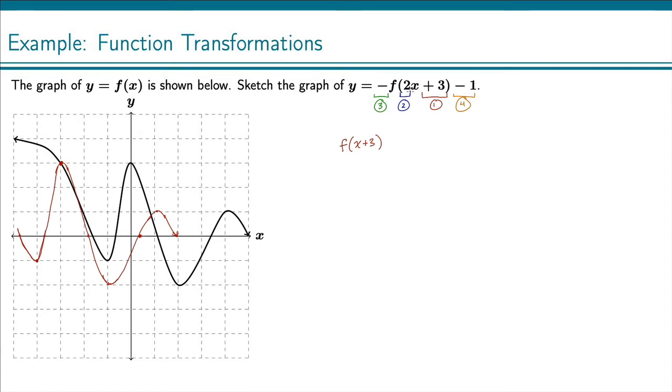Now, the next thing we're going to do is this 2 out in front of the x. So we're now looking at f of 2x plus 3. Replacing x with a 2x, this is a horizontal shrink by a factor of 1/2. So all of the x values that we have here are going to shrink, be cut in half. And we can quickly estimate these. Like this minimum cut in half, this cut in half, that cut in half. It's not super precise, but that's the idea. Cut in half. Up here, cut that in half.